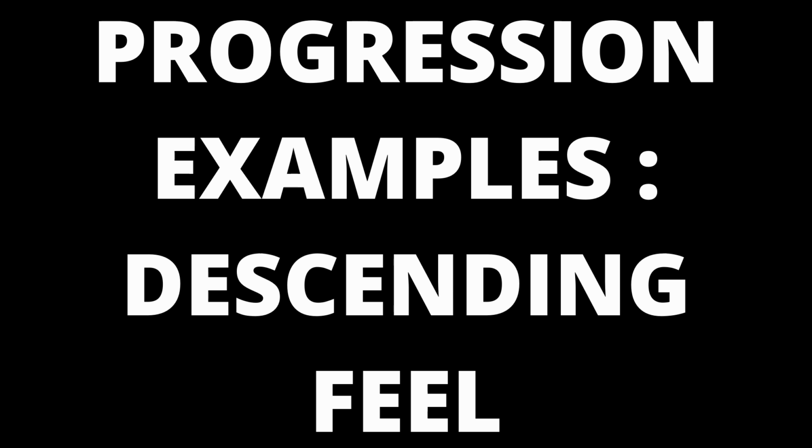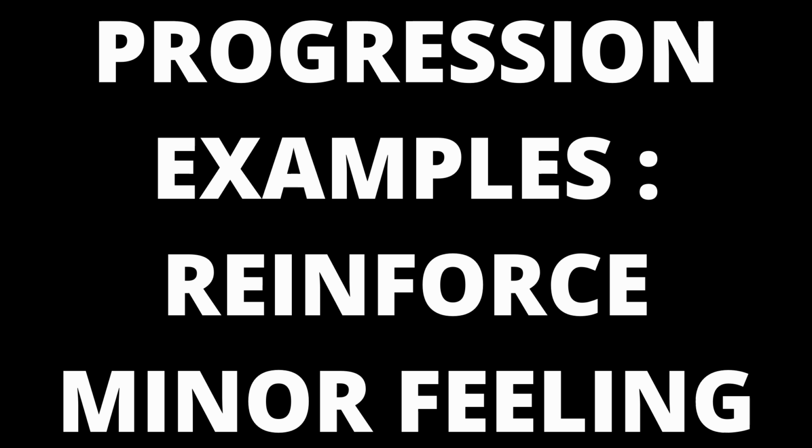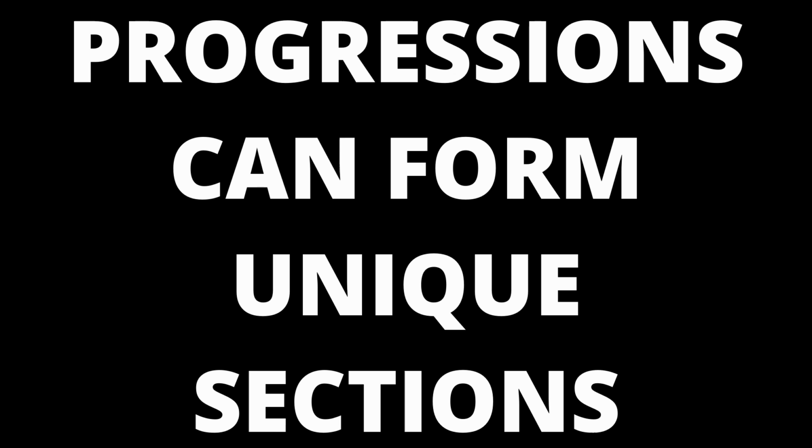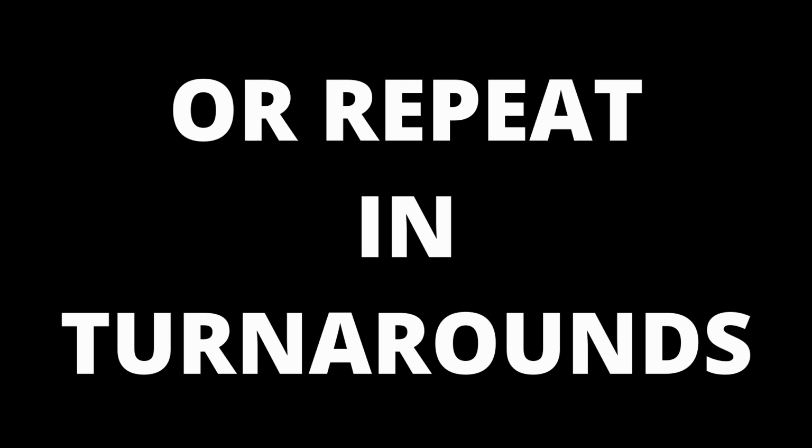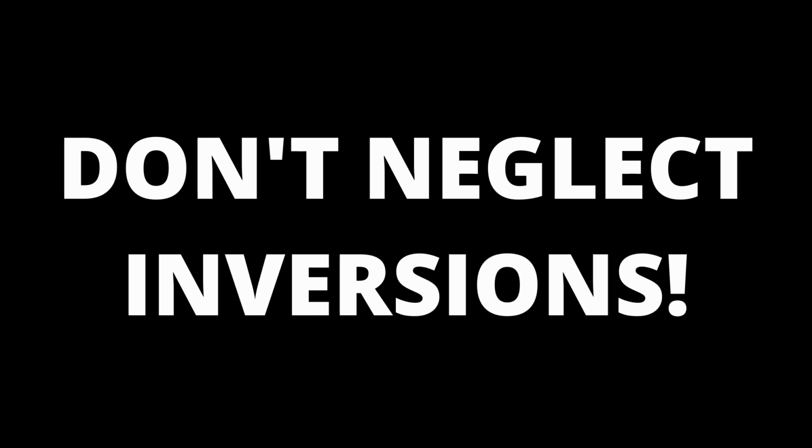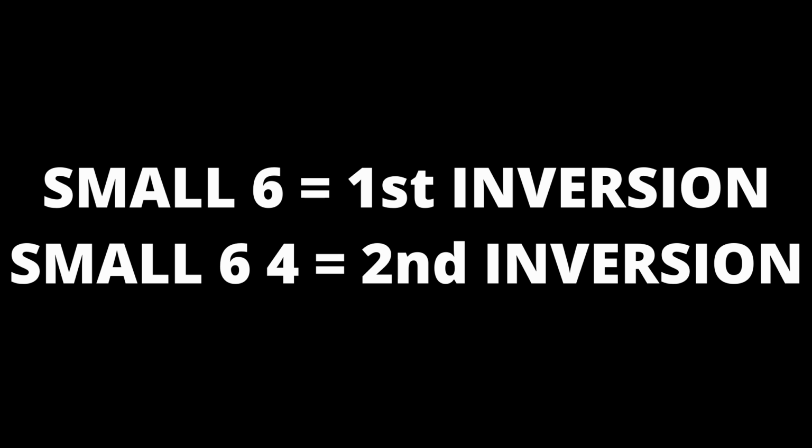We'll now look at 4 examples to give you inspiration. It is worth noting how they generally have a descending feeling, starting with higher numbers and coming down once the 1 chord has been heard. This reinforces the minor feeling of the key, but you don't have to stick to this with your progressions if you don't want to. Your progressions can form larger sections that do not repeat, or they can be used as repetitive turnarounds, for example in a chorus. Please note that we will use inversions here. First inversions have a small 6 next to them, and second inversions have a 6 and a 4.